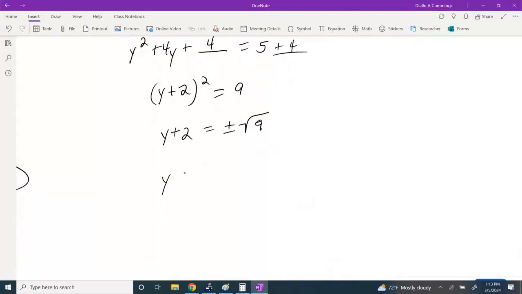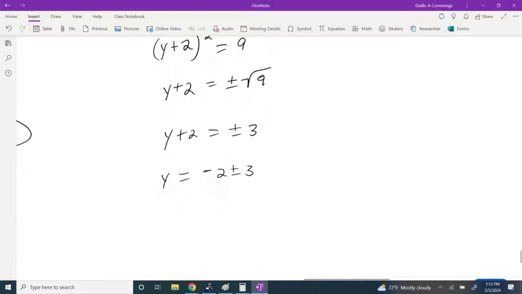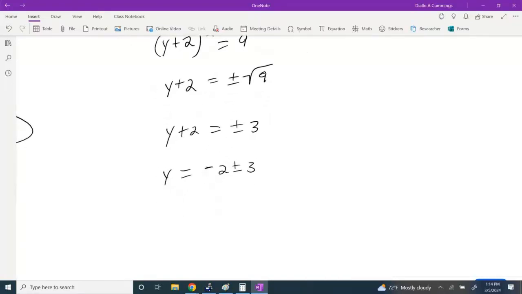So simplifying, we have y plus 2 is equal to plus or minus 3, because the square root of 9 is 3. And now in order to solve for y, I can transpose or move 2 to the other side of my equation. So this now becomes y is equal to negative 2 plus or minus 3.